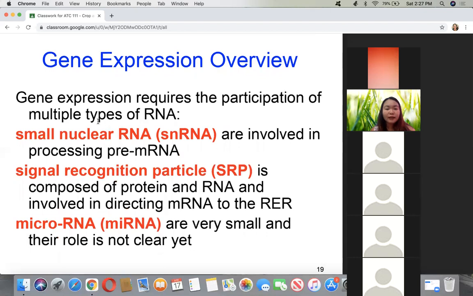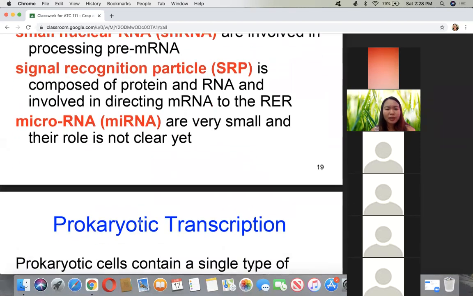So, we also have small nuclear RNA or snRNA involved in the processing ng pre-mRNA, messenger RNA. And the signal recognition particle, or known as the SRP, is composed of the protein and RNA and involved in directing RNA to the RER. And the microRNA or the miRNA are very small and their role is not clear yet. So dapat wala pa nilang naipangalanan, no? But then siguro nakita na nga structure.